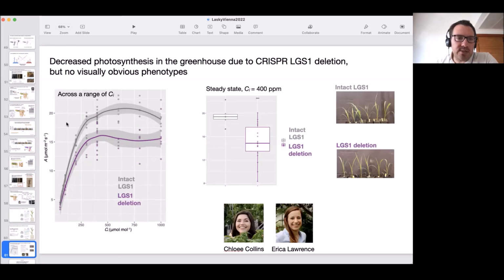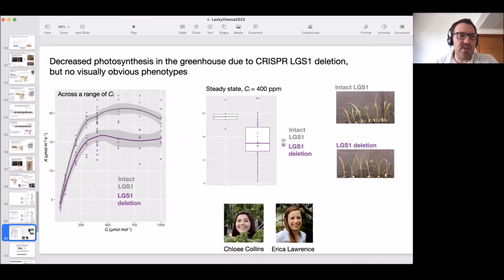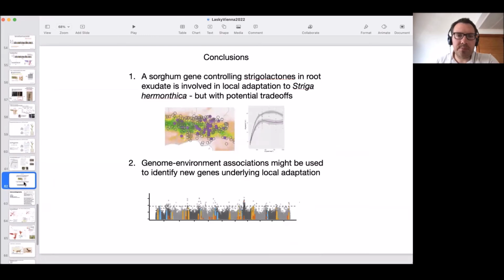And we see some evidence of this in some greenhouse studies of the deletion lines, looking at their photosynthetic rate. So this is across a range of carbon dioxide concentrations. The susceptible line has higher photosynthetic rates than the resistant line. And you can just average across, or this is sort of looking at a normal CO2 level. There's a lower photosynthetic rate of those resistant alleles, even though there's no visually obvious phenotype. So that suggests there may be some subtle trade-offs that may be enough over long periods of time to limit the distribution of this resistance allele.